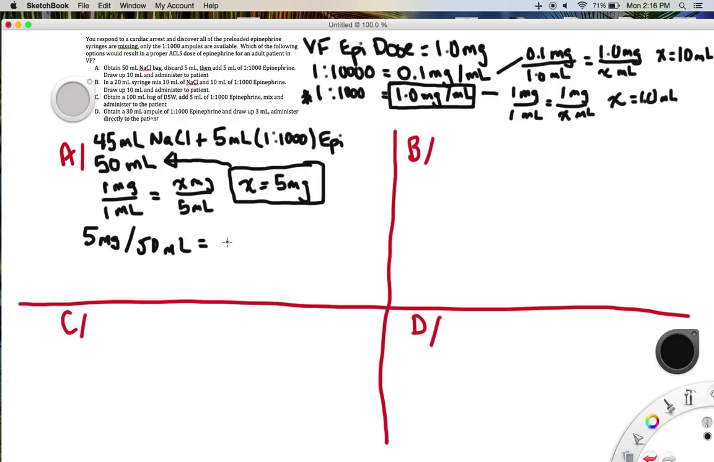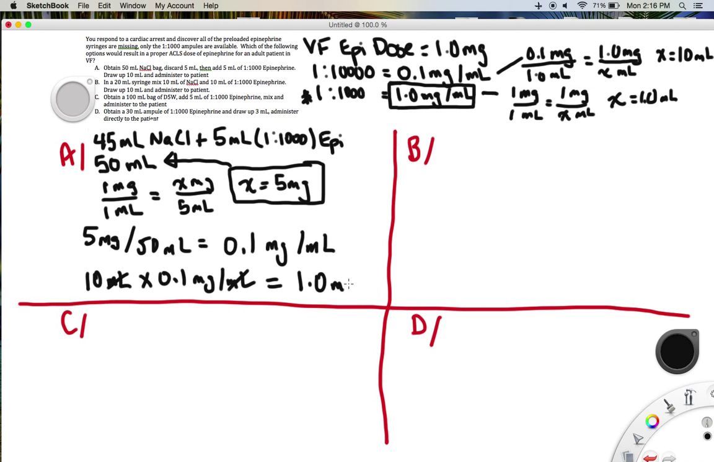Our total per mil works out to 0.1 milligram per mil. So 5 divided by 50 is 0.1. Now we draw 10 mils and administer it to our patient. So 10 mils of 0.1 milligram per mil. Units cancel out. Our answer is 1 milligram. So that actually turns out to be right. The dose that we're looking for is 1 milligram.